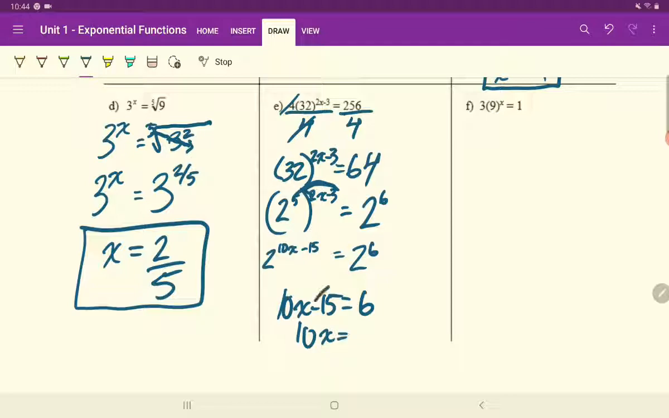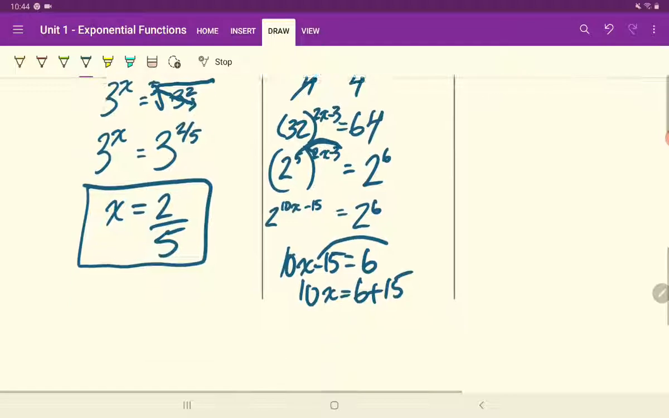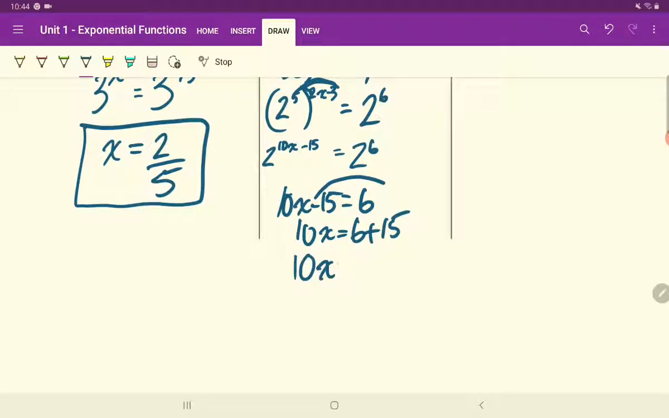10x equals, bring the minus 15 over, becomes plus. X equals 21 divided by 10, which is 2.1, or 21 over 10. Okay? And that is our solution there. So our solution there is actually a decimal. Okay, so 2.1 is our solution there.